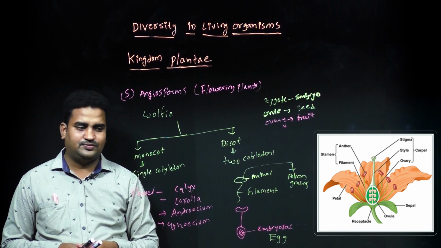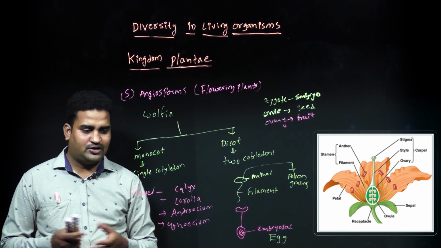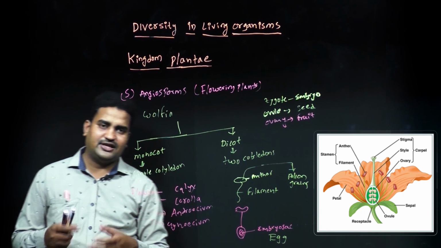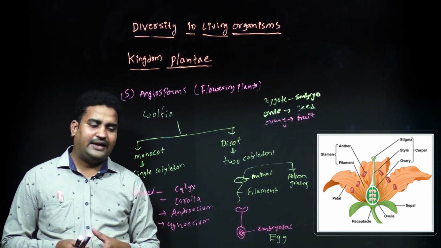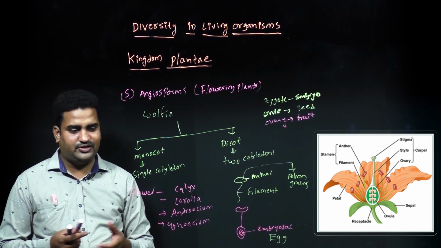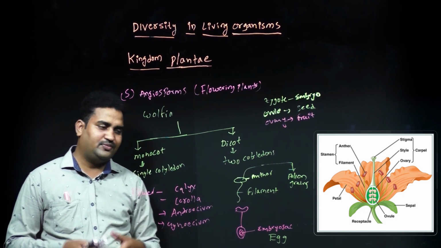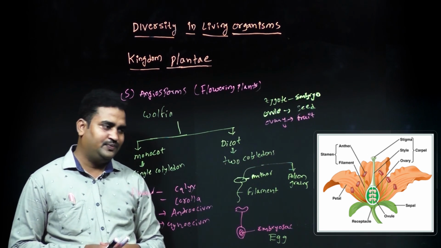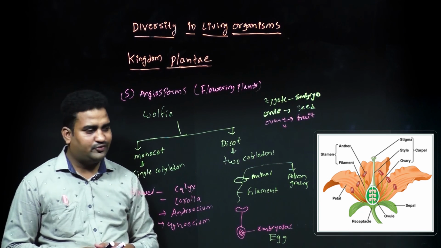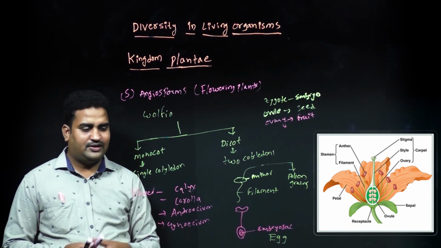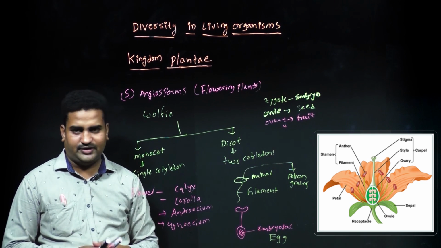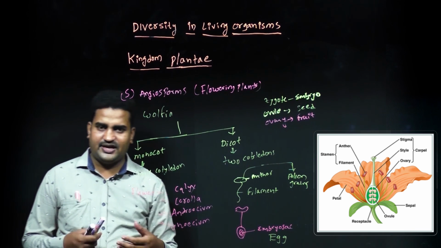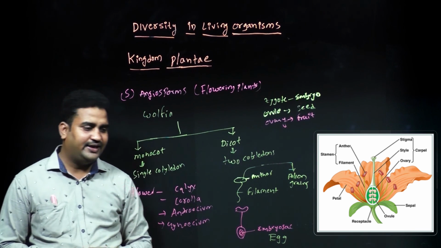Flower is the modified shoot. This flower contains calyx, corolla, androecium, gynoecium. Calyx and corolla are the accessory floral parts. Androecium and gynoecium are the reproductive parts of the flower. Androecium is the male reproductive unit which contains stamens. Stamen contains anther and filament. This anther produces male gametophytes, those are called pollen grains. Like that, gynoecium contains stigma, style, ovary. Ovary contains one to many ovules. In each ovule, there is an embryo sac. That embryo sac bears the egg.